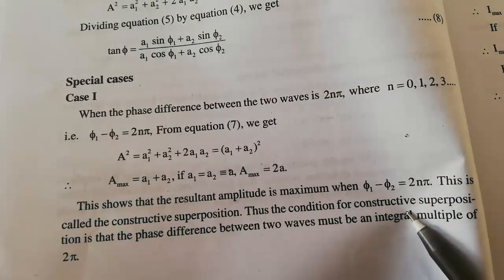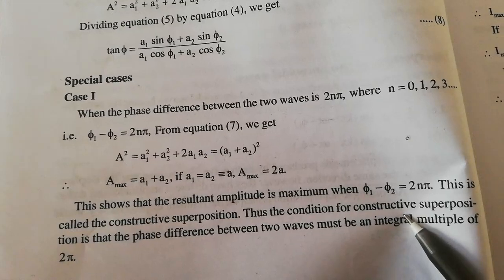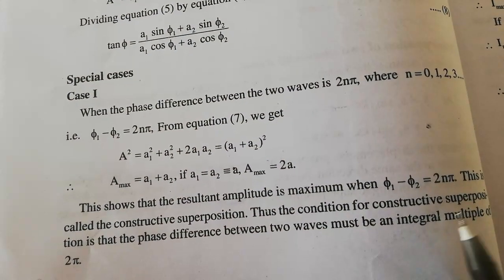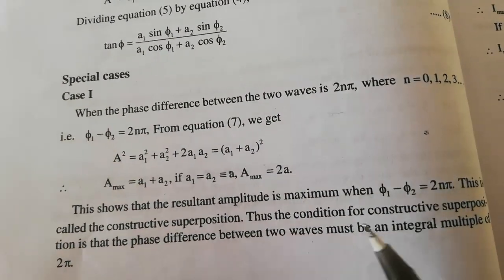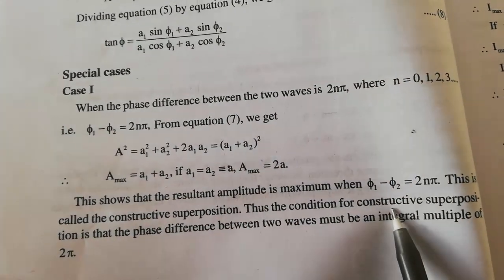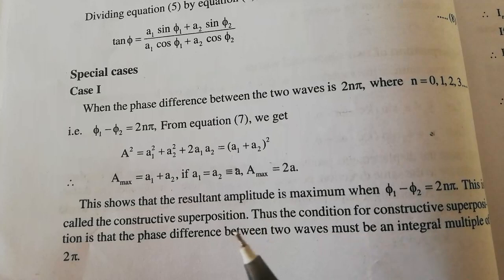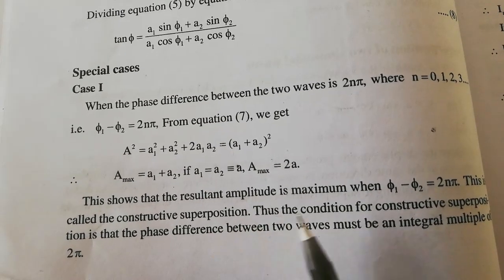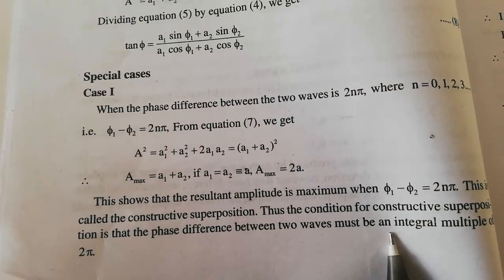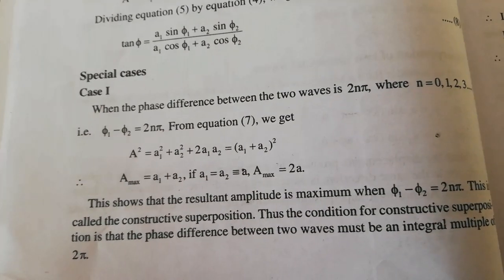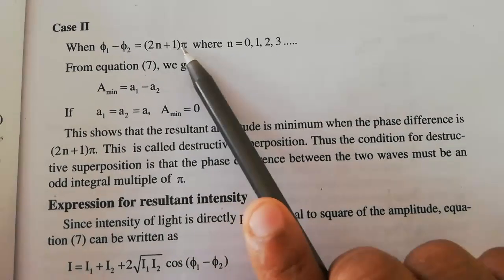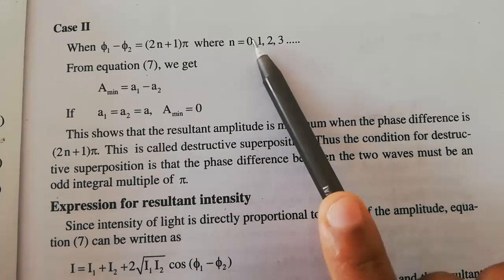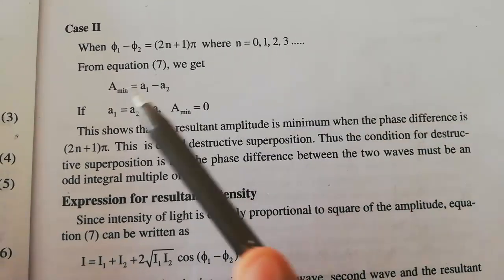The condition for constructive superposition is that the phase difference between two waves must be an integral multiple of 2 pi, that is 2n pi. Once more, I repeat, constructive superposition occurs only when the phase difference between two waves is an integral multiple of 2 pi. And the next is case 2, that is phi 1 minus phi 2 is equal to 2n plus 1 into pi, where n is equal to 0, 1, 2, 3, etc.